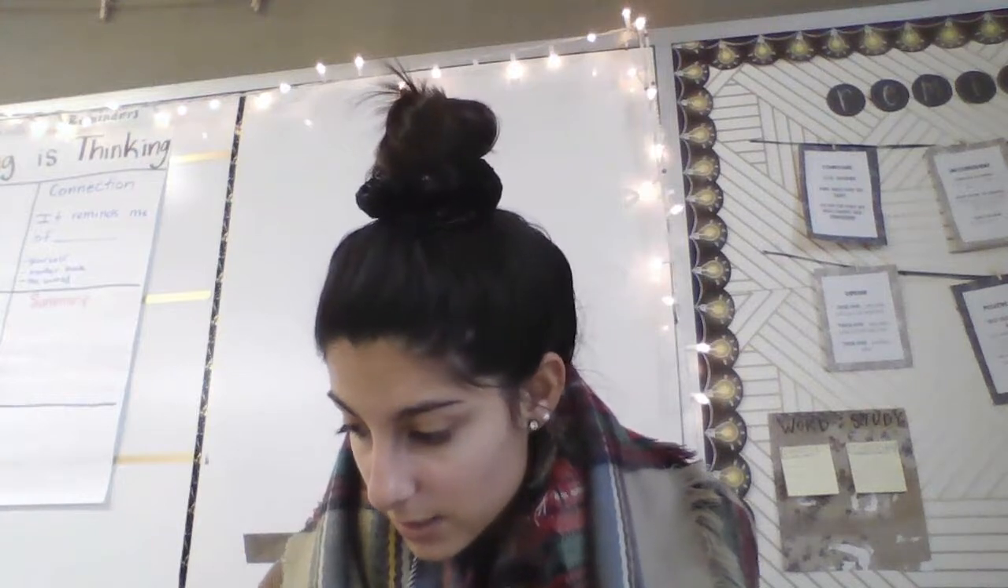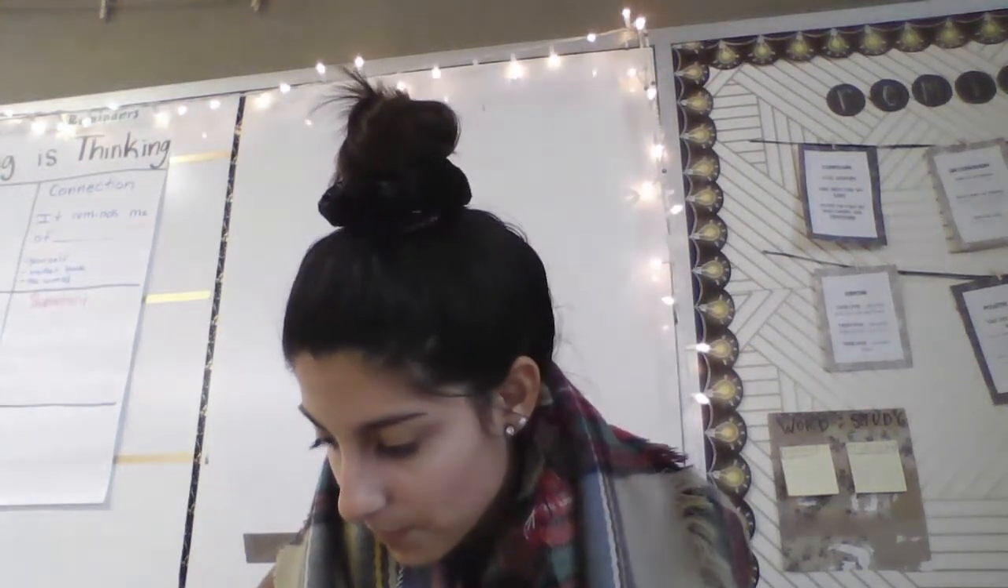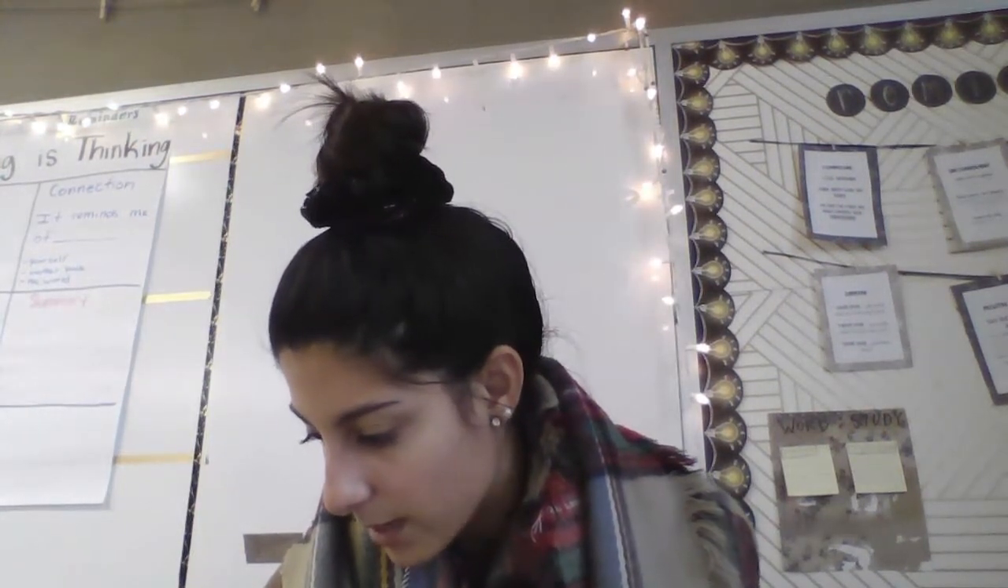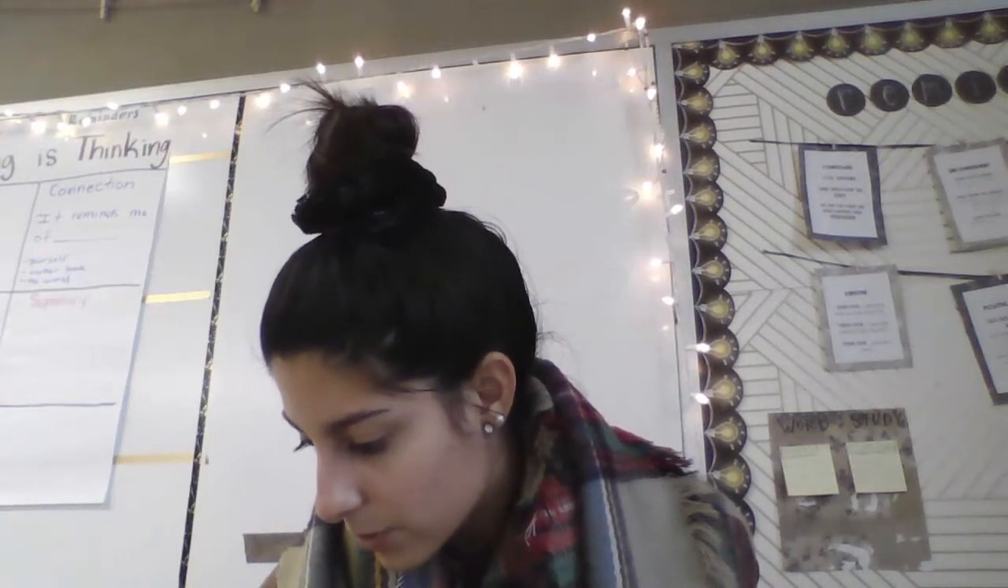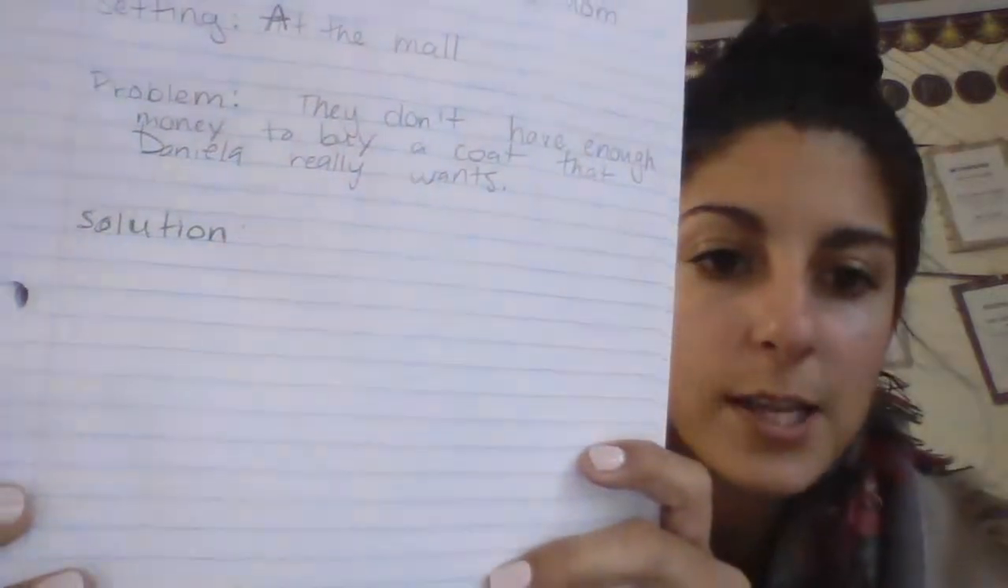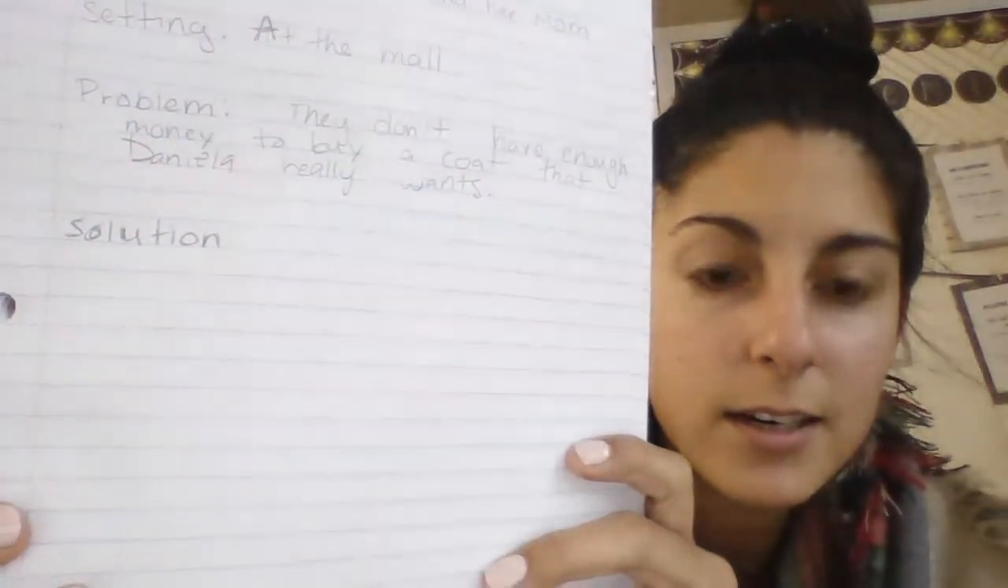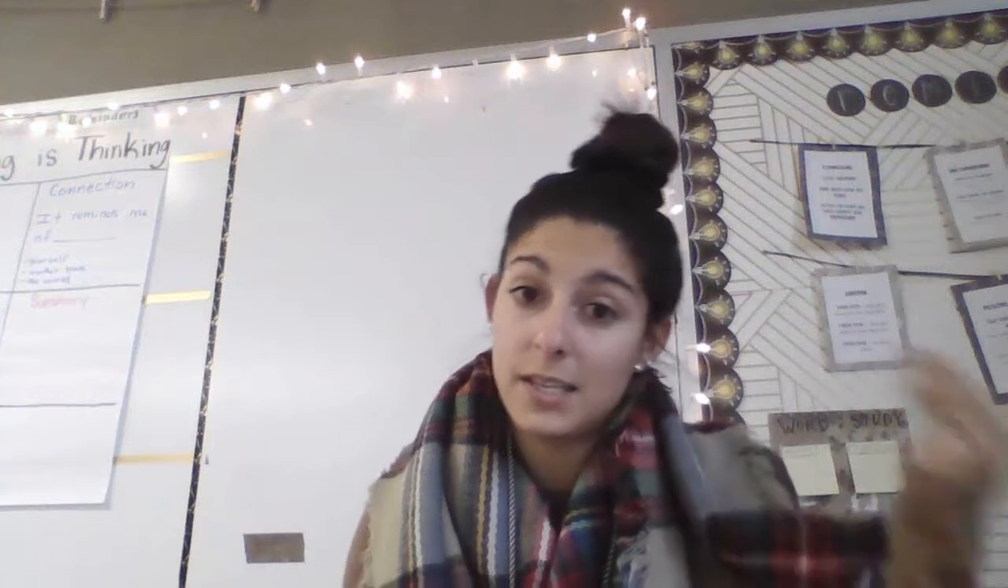Next, the last thing that you need to write down is solution. That's what happens at the very end. That's the answer to the problem. So you should have the word solution down. Okay, so how do they figure out that problem? Does it get solved? Does it not? What happens after that problem? That's what the solution is going to be.